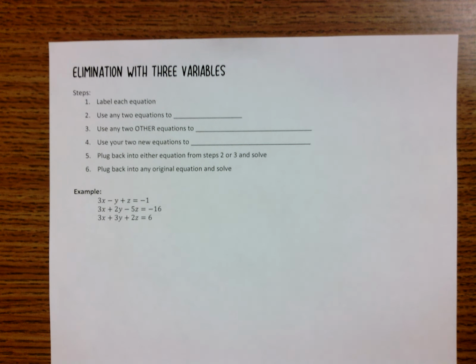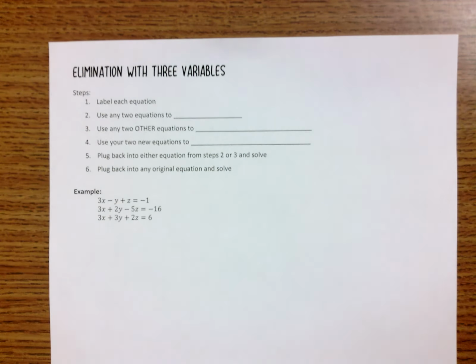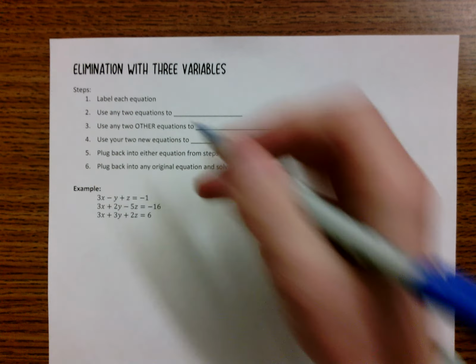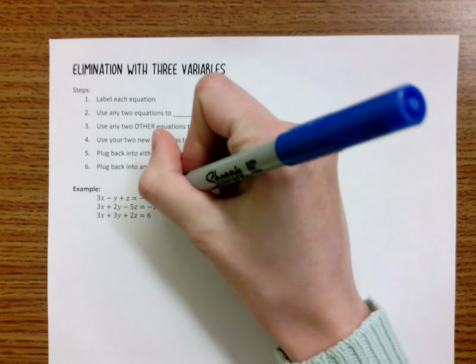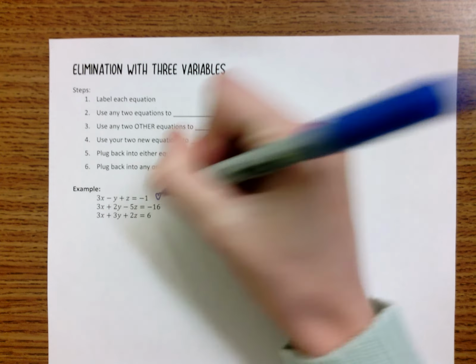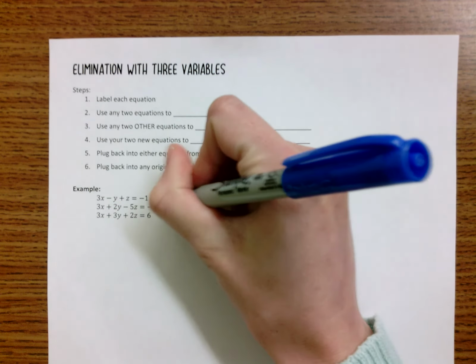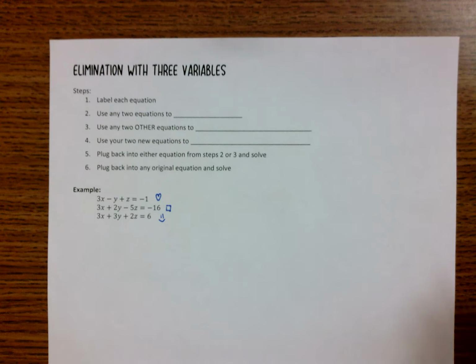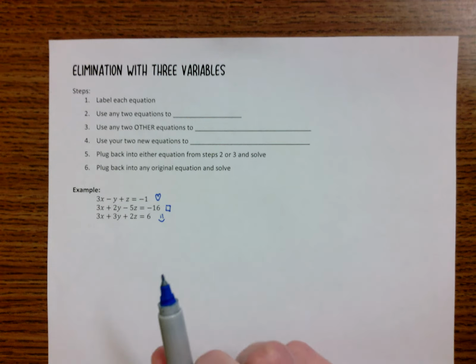So that's the first thing that we're going to worry about here: we're going to label our equations. It's just to keep track of which ones we're talking about. So I'm just going to give each one of these a shape name. I'm going to call this first one heart, this one square, and this one smiley face. It gets really confusing after a while to know which one you're talking about, and this way we can be really clear about it. We've labeled each equation just to make it easier to talk about.